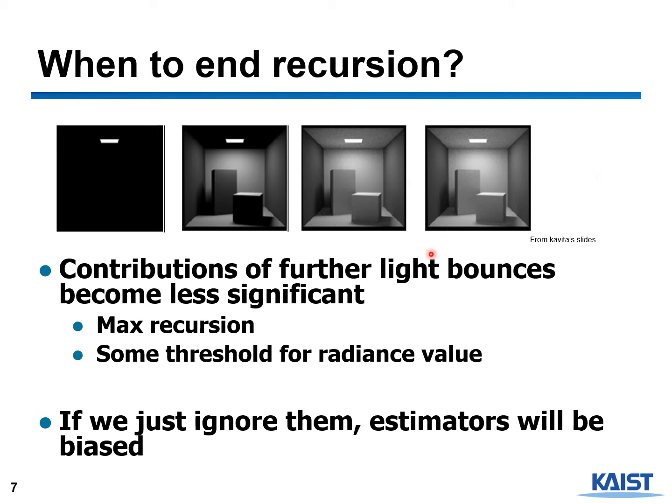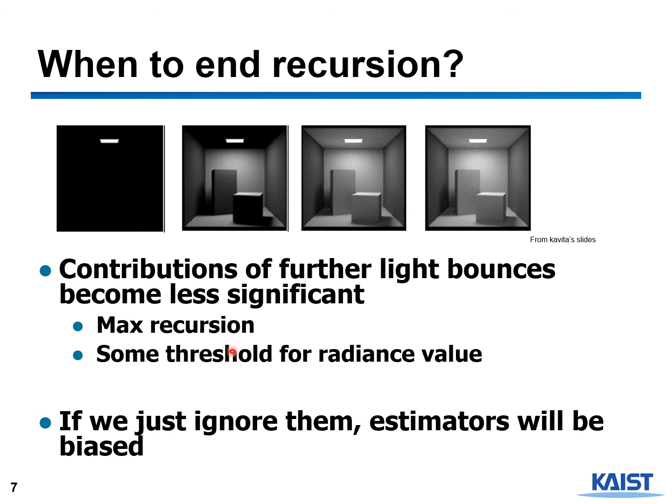Then you can observe that when we consider only one bounce, then a second bounce, you can get a lot of additional light energy. But as we have more bounces, the delta from having additional bounces becomes small. So the contributions of further bounces become less significant, right? So we can consider some sort of max recursion. Say we consider only 10 recursions, and we only allow up to 10 recursions, right?